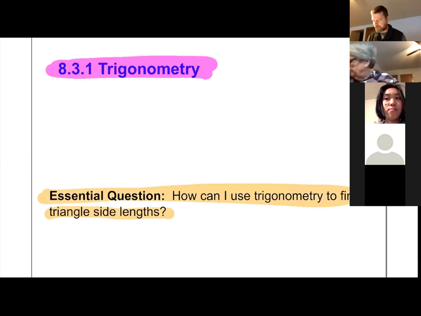Sometimes I'll say trig instead of trigonometry. Trig is the shortcut for trigonometry. I've been using trigonometry for so long that I'll oftentimes just say trig. So when I say trig, it's shorthand for trigonometry.